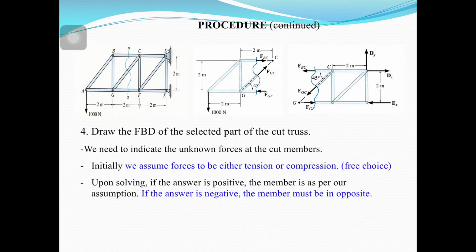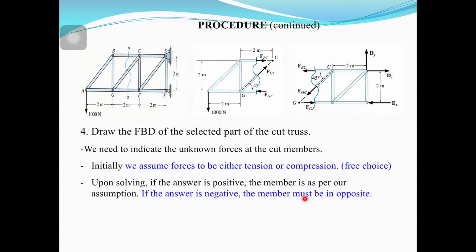So step number 4. Draw the FBD for the cut truss. We need to indicate the unknown forces at the cut member. Initially, we assume the force to be either in tension or compression. Is it a free choice? Yes. Upon solving, if the answer is positive, the member is as per our assumption. If the answer is negative, the member must be in the opposite state.